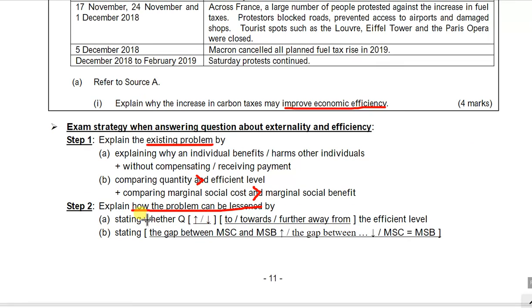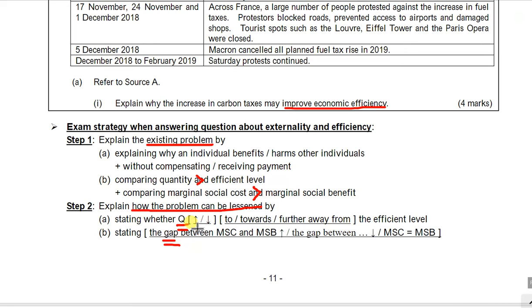And for step two, you need to explain how the problem can be lessened. As I've mentioned before, just like the question with deadweight loss, whenever you have to explain whether the efficiency improves or worsens, there are two things you need to do. First of all, you have to talk about the quantity. Another, you need to talk about the gap. Whenever the question is about deadweight loss or efficiency, you must explain using these two points. One is about the Q, another is about the gap.